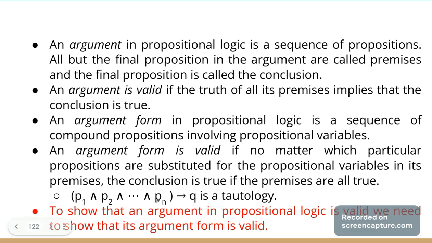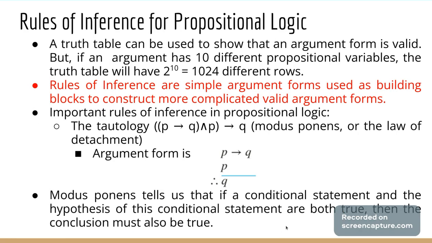All 1 values alone will give you Q equal to 1. Okay, so in other words, to show that an argument in propositional logic is valid, we need to show that its argument form is valid, that it is a tautology. Okay, now let's look at the rules of inferences for propositional logic.